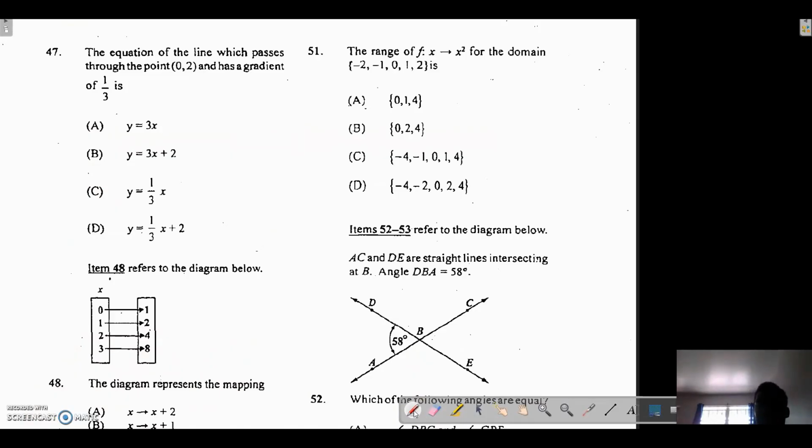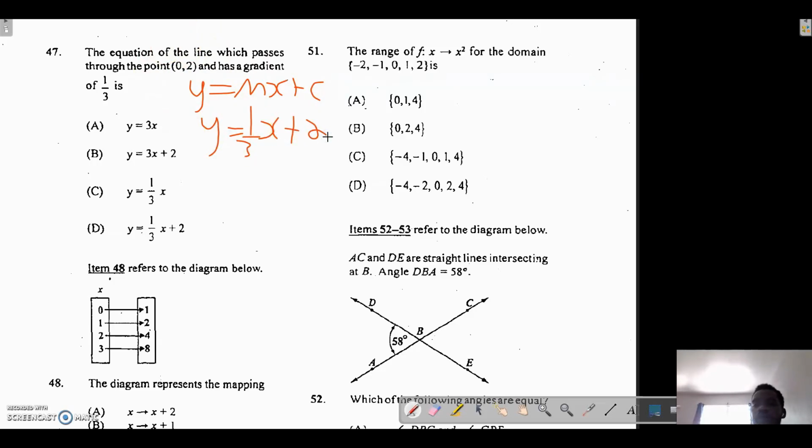Now remember that equation of a line is y equal mx plus c, where m is the gradient and c is the y-intercept. Now the y-intercept is where the line cuts the y-axis, which means that the x value is 0. This tells me that the y-intercept is 2, and we know that the gradient is 1/3 already. So it will be y equal 1/3 x plus 2, which makes it option D, as in dog.